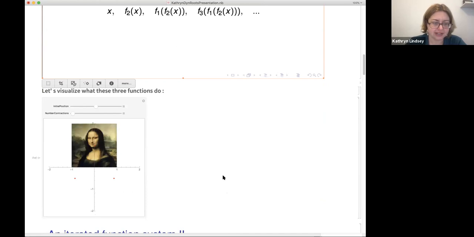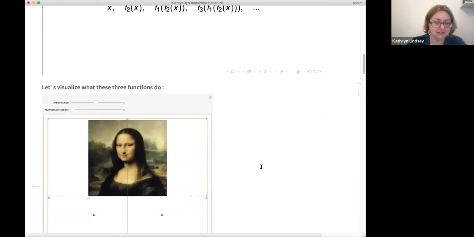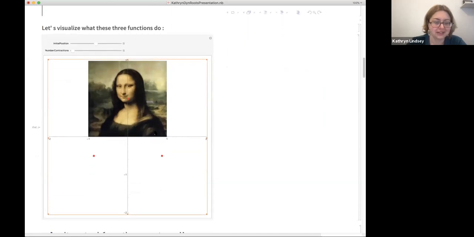Okay, let's visualize what these 3 functions do, just as a nice visualization. So here's the Mona Lisa embedded in the complex plane, and we have the 3 red dots representing the 3 vertices. So right now, Mona Lisa is centered around vertex 2. So let's envision what f2 does. f2 will take any point and contract it halfway towards the vertex 2.